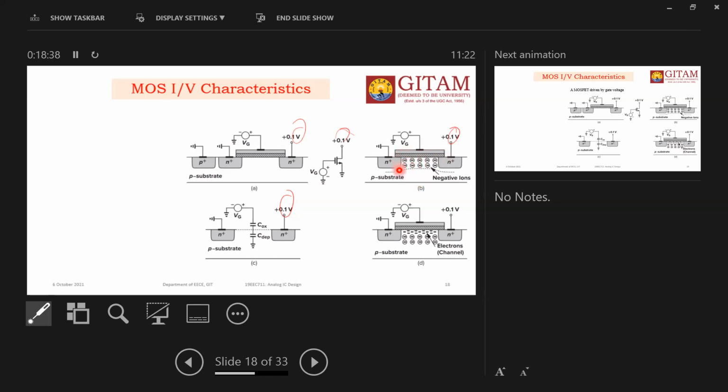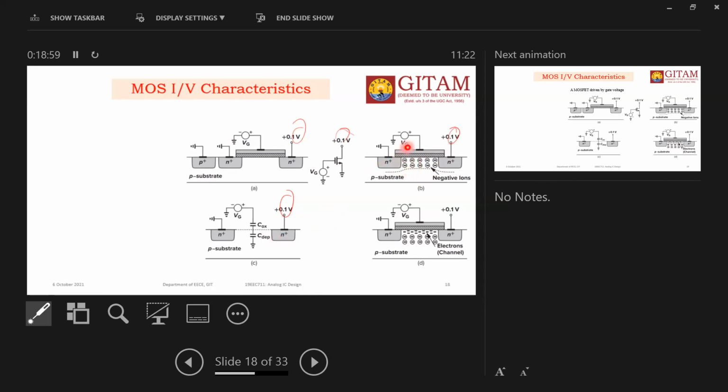Then what happened? Only in this region we have negative immobile ions. They are not having any movement. This process is called what? Depletion, depletion of the free carriers. Whenever the depletion region is formed like this, I can show you the picture.